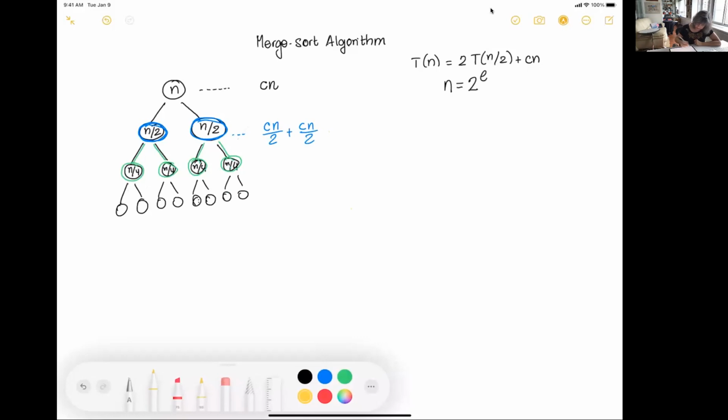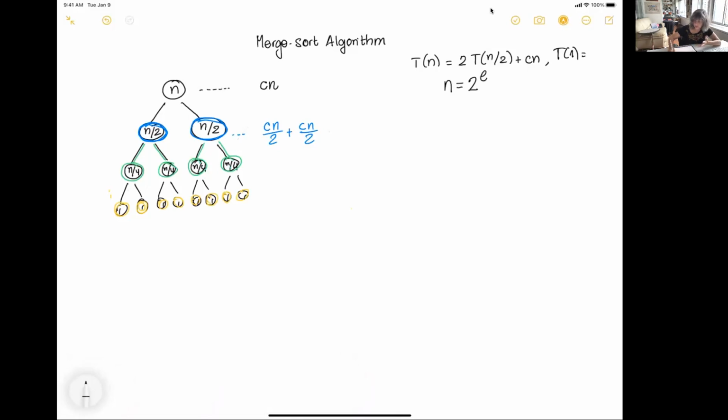And let's say that this is the last one. Now, at the very bottom, the problem sizes are all 1, 1, 1, 1, 1, 1, 1, and 1. And we have an initial condition that tells us that T(1) is equal to 1, let's say. Well, in this case, it would be equal to C, which is the amount of time the computer gets in order to place that particular value in an array.